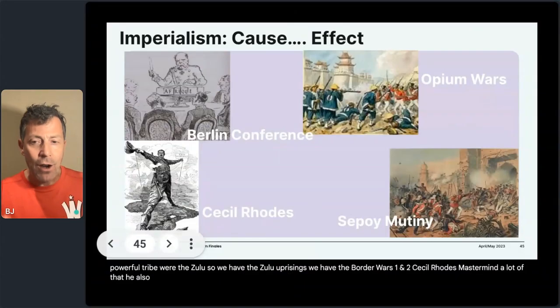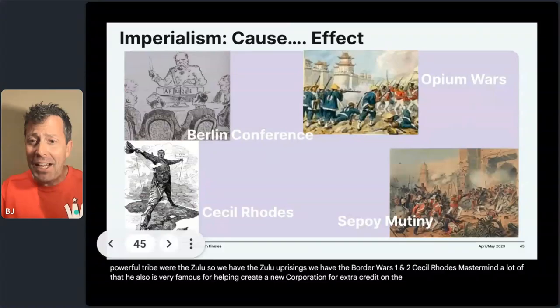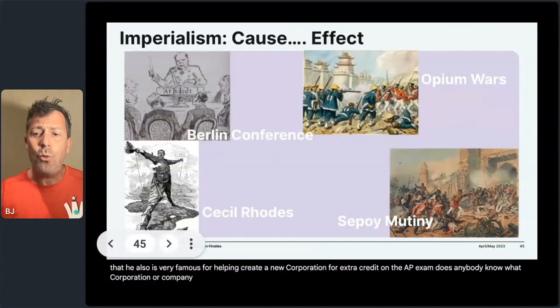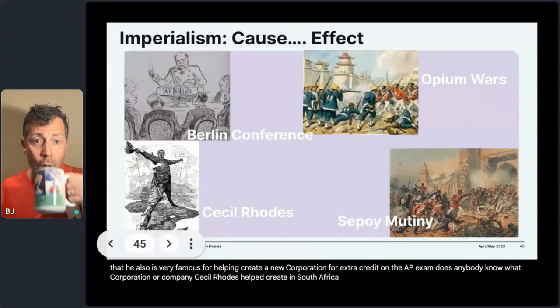He also is very famous for helping create a new corporation. For extra credit on the AP exam, does anybody know what corporation or company Cecil Rhodes helped create in South Africa?